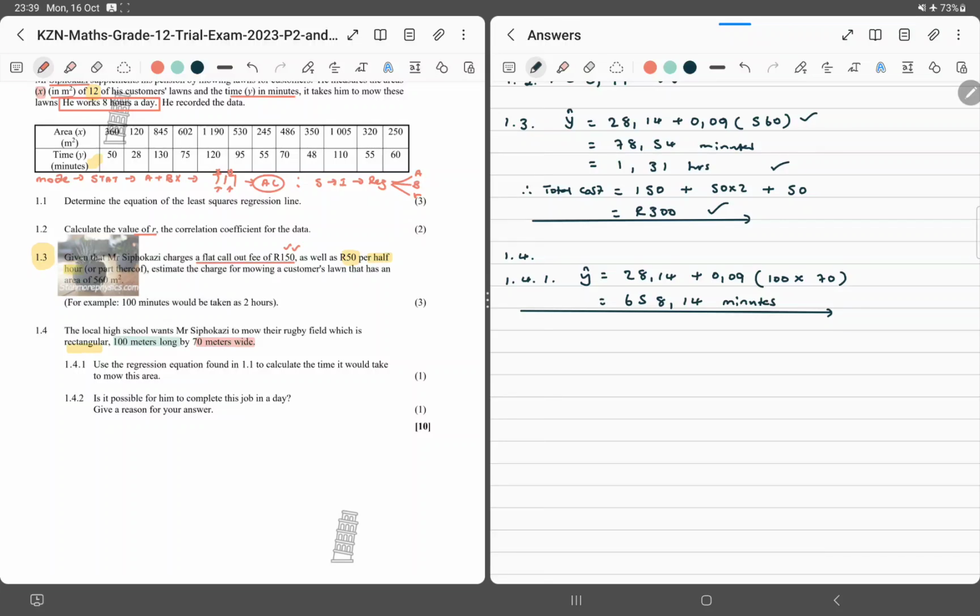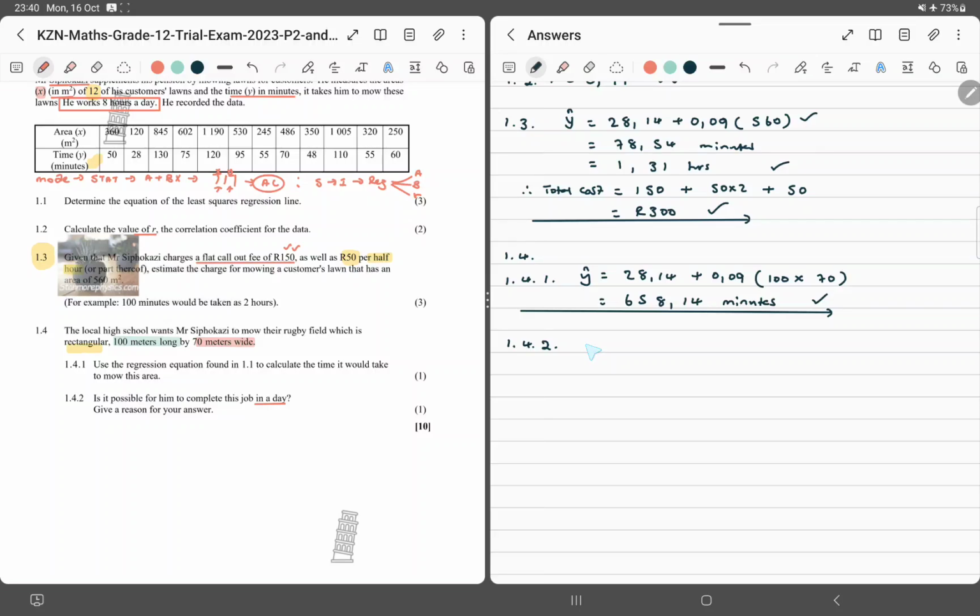Now that is it. So essentially calculating this area is what is important, or perhaps just the answer, because we're getting just 1 mark. Okay, we became a bit stingy. Now 1.4 says, is it possible for him to complete this job in a day? Mind you, he can only work for 8 hours. So give a reason for your answer.